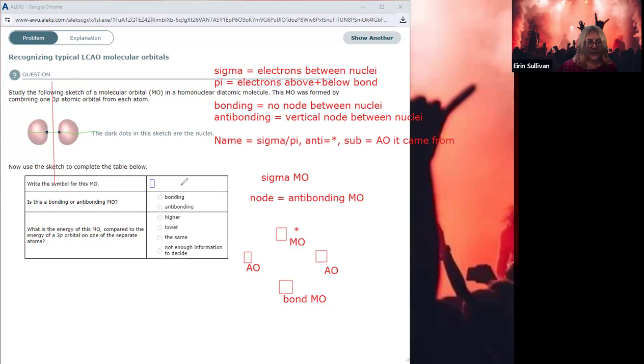What is the symbol for this MO? It's a sigma molecular orbital, so we write the sigma symbol. It's anti-bonding, so we draw an asterisk, or a star if you prefer, to denote that. The last thing is a subscript to say the atomic orbitals it was formed from, and we're told it is formed from the 3p atomic orbital. So we have a sigma star 3p molecular orbital. Is it a bonding or anti-bonding MO? It's anti-bonding, which means its energy is higher than the atomic orbitals from which it was formed.